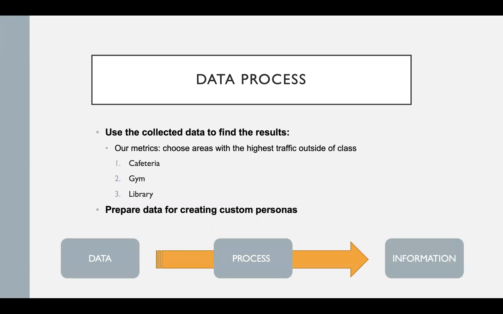Once we have the data processed, we combine all the data, either from secondary research or from observations. Then, we identify the most impactful results. Our metric is based on the areas with the highest volume. As a result, the top three places are cafeteria, gym, and library. We will use these three places as a key feature to design our customer personas.